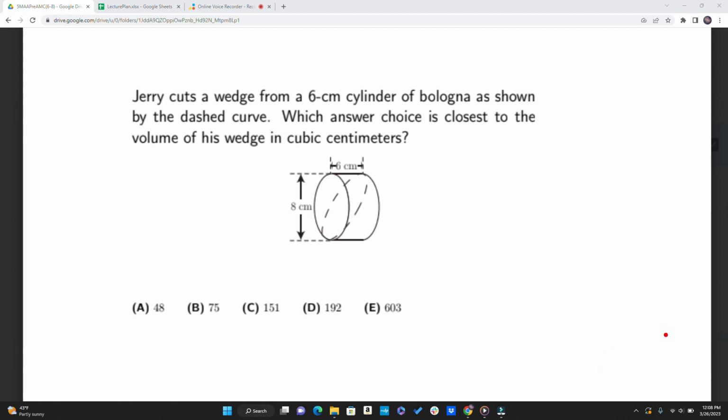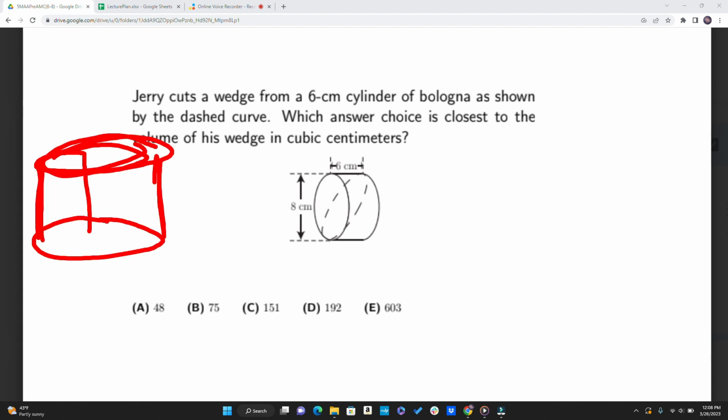Jerry cuts a wedge from a 6 centimeter cylinder of bologna, as shown by the dashed curve. Which answer choice is the closest to the volume of his wedge in cubic centimeters? The cylinder is the same thing, but this time our base is a circle. So we need the area of our circle. So we've got height times our area of the circle at the bottom. Area of a circle, remember, is radius squared times pi. That's going to be the volume of a cylinder.